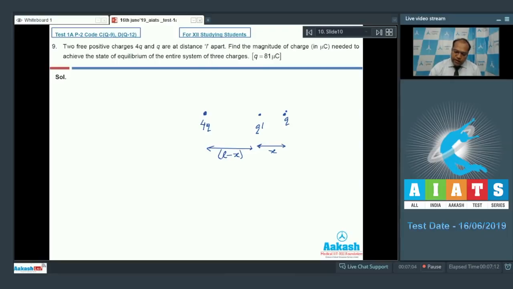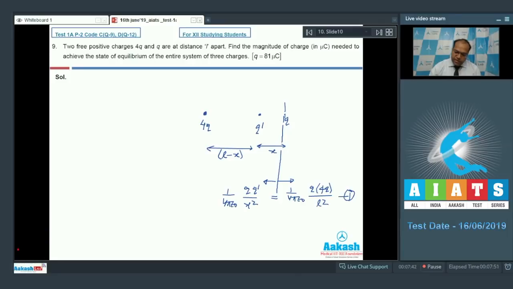If I see the force on charge small q, then the force on charge small q due to 4q is in this direction, and due to charge q dash, which is negative, is in this direction. So if I write the equation, then 1 divided by 4 pi epsilon naught q into 4q divided by L square must be equal to 1 divided by 4 pi epsilon naught q into q dash divided by x square. So this is my first equation.